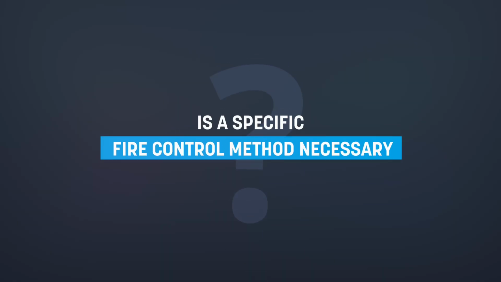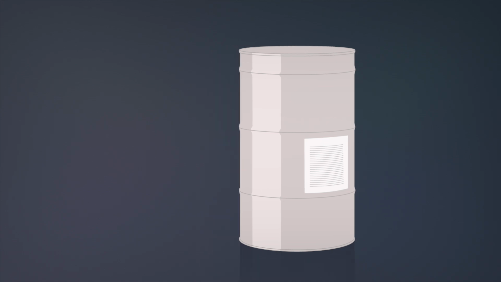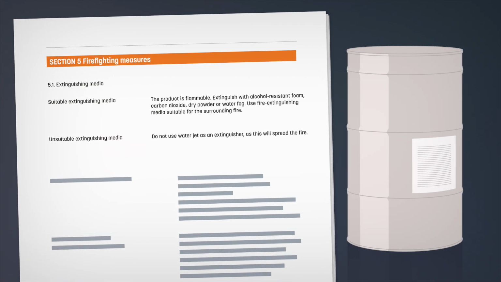Sixth question: is a specific fire control method necessary? If there are specific preventive measures related to the risk of fire, they are found in Section 5, Firefighting Measures. You might think that water is sufficient to extinguish a fire, but in most cases, a fire extinguisher is necessary. There could also be other measures to follow.